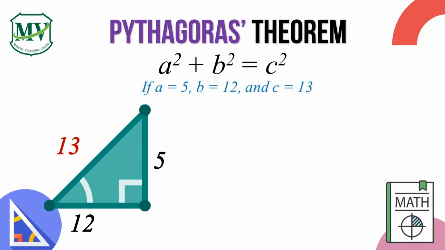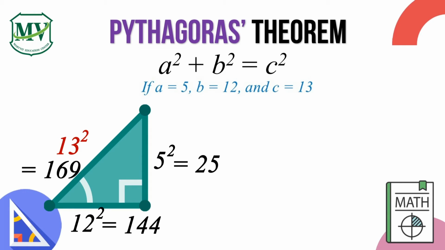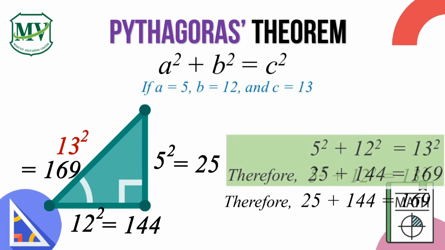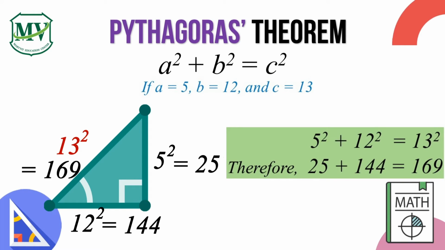Let me give another example. If A equals 5, B equals 12, and C equals 13. So if we squared 5, the answer is 25. 12 squared equals 144. And 13 squared equals 169. So let's check. A squared plus B squared equals C squared. So 25 plus 144 equals 169.